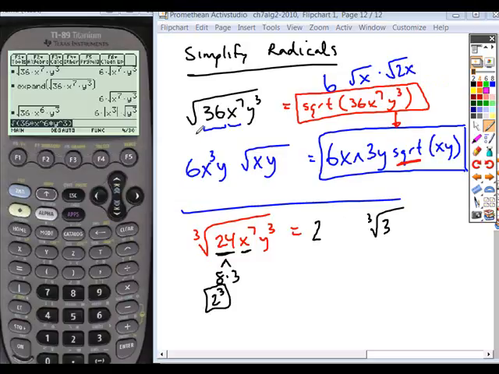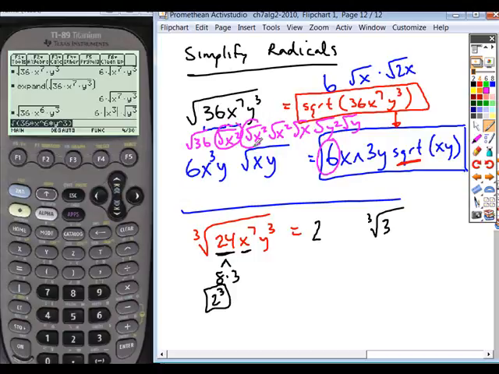When you simplify this, what you're really doing is you're breaking this down into square root of 36 times square root of x squared times square root of x squared times x times y squared times y. You see how I broke this all down into whatever the index is, groups of 2? And so the square root of 36 comes out as a 6.